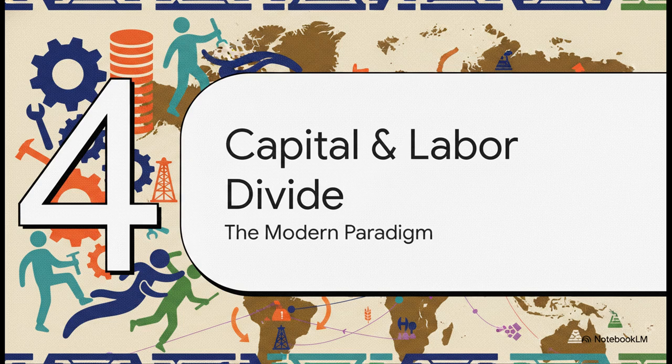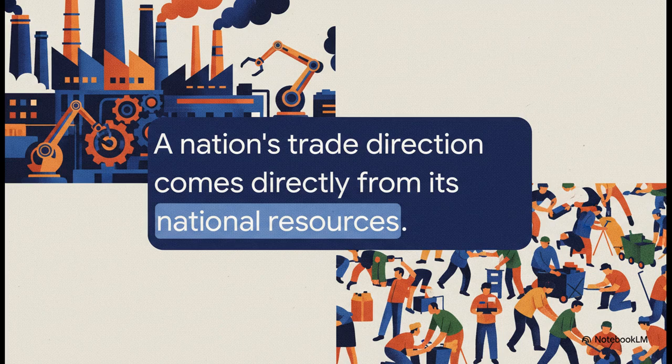Section 4. The capital and labor divide, the modern paradigm. This evolution brings us to a major shift in how we view global exchange. We're moving away from abstract math and looking directly at physical reality. In the 20th century, Heckscher and Ohlin completely changed the game with their factor endowment theory. They argued that a country's trade power comes directly from its endowments, its actual national resources.